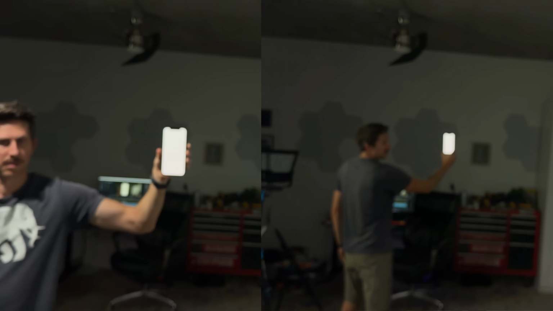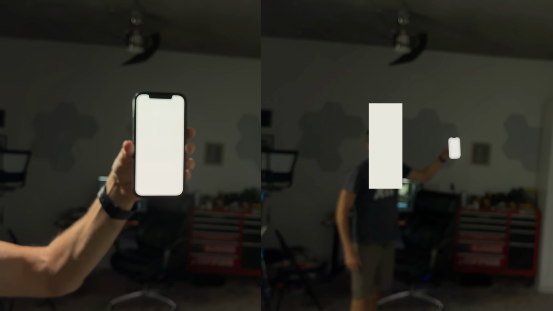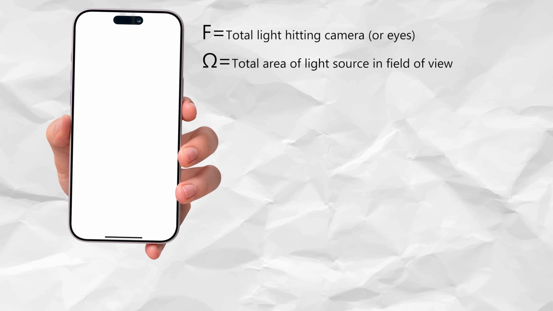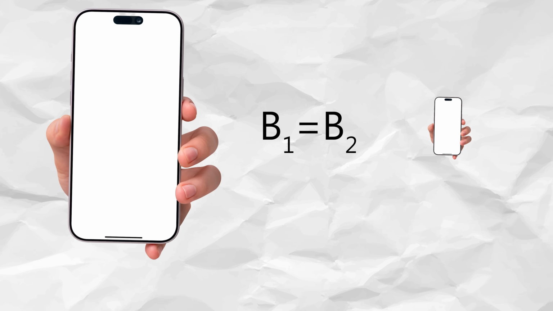For example, let's look at this light here. Notice that the objects have the same brightness in a specific spot. It's just that the one I move further away is smaller. For example, if the total amount of light hitting the camera is f and the area that the light source takes up is omega, the surface brightness is f divided by omega. Now let's move the phone back so it's a fourth the size. Well, that means the amount of light hitting the camera is a fourth the original light, and the area it takes up on screen is a fourth the original size. So the fours cancel out and we end up with the same original surface brightness.